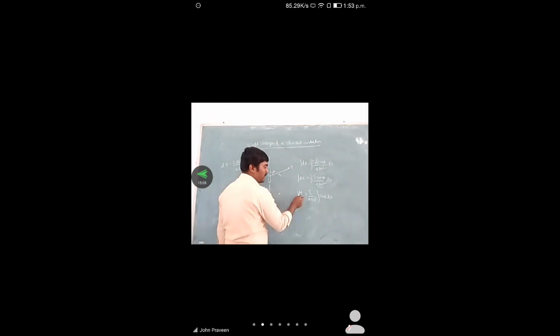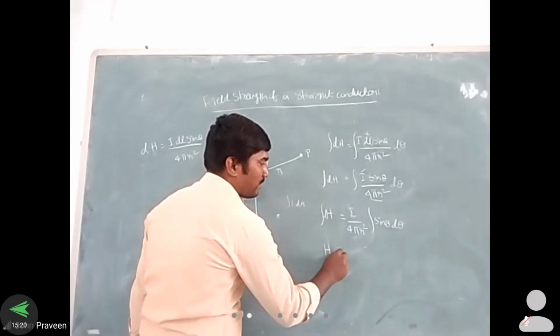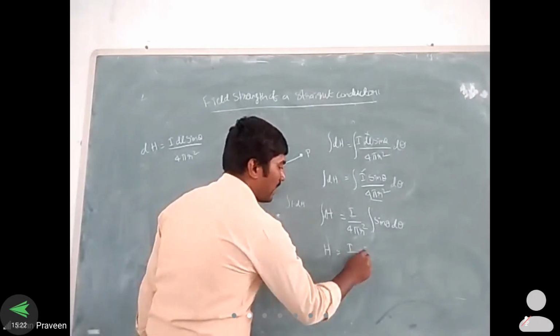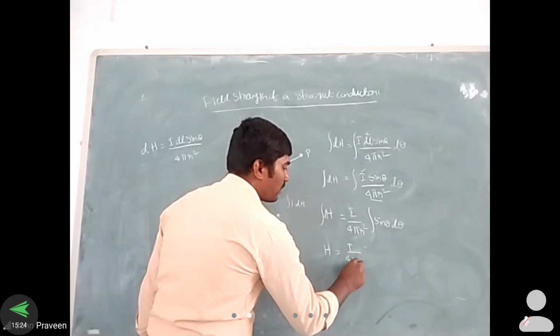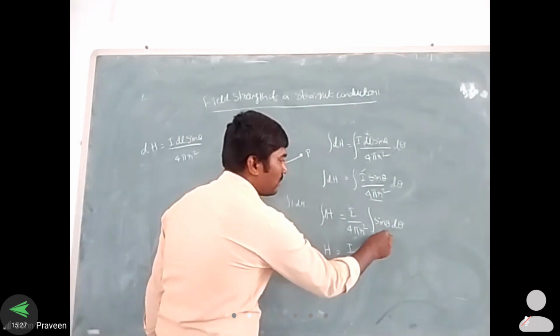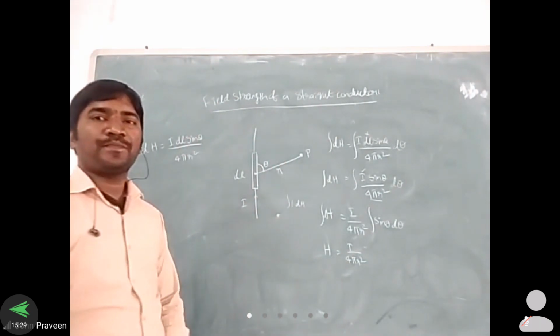Sin theta d theta. Right? If nothing is there, we assume it as the integral of 1 into dh. When we apply the integral to 1, we get the value h. The constant is the same, I by 4 pi r square. What is the integral of sin theta?